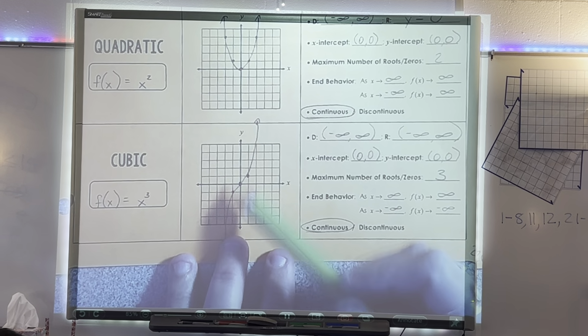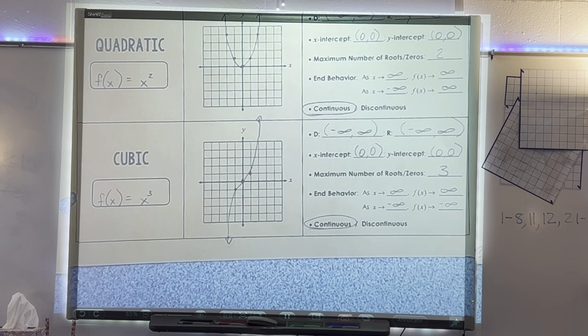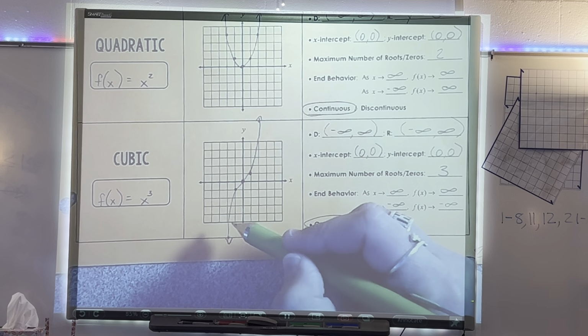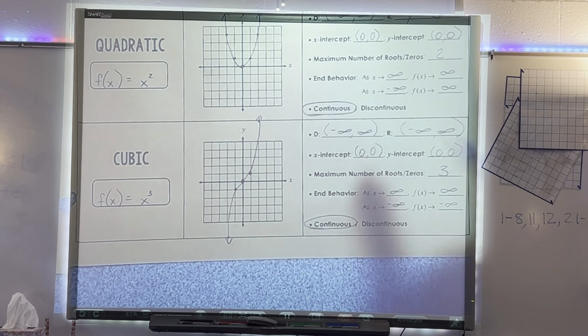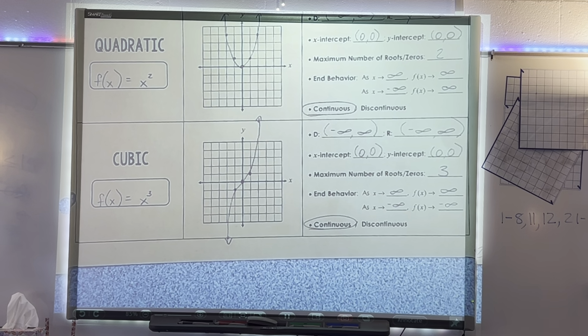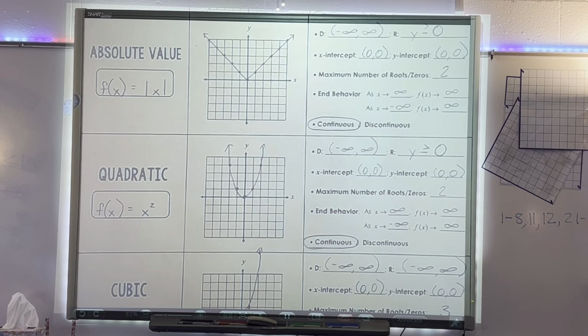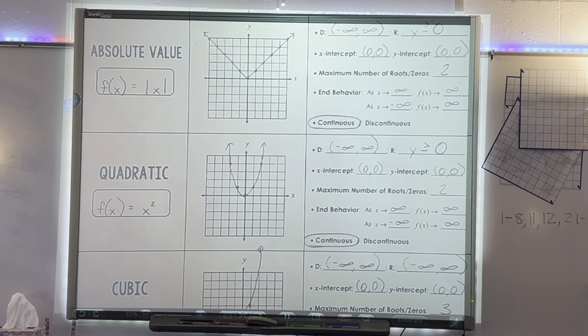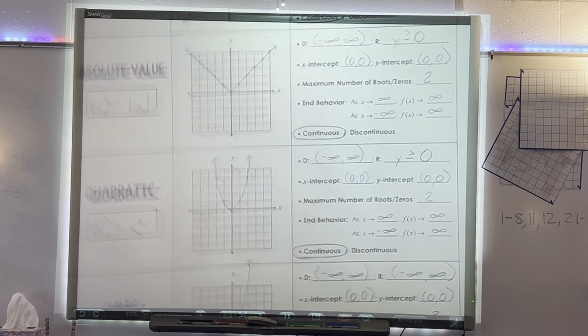The same would be true here. If I did x to the fifth, the same thing would happen: its parent function would look like this, but it would just get some more squiggles in there as my power goes up. Does that make sense to y'all? So my x to the fourth can cross up to 4 times. My x to the fifth could cross up to 5 times, and so on as I increase the powers. Does that make sense to y'all? Everybody okay there? All right.